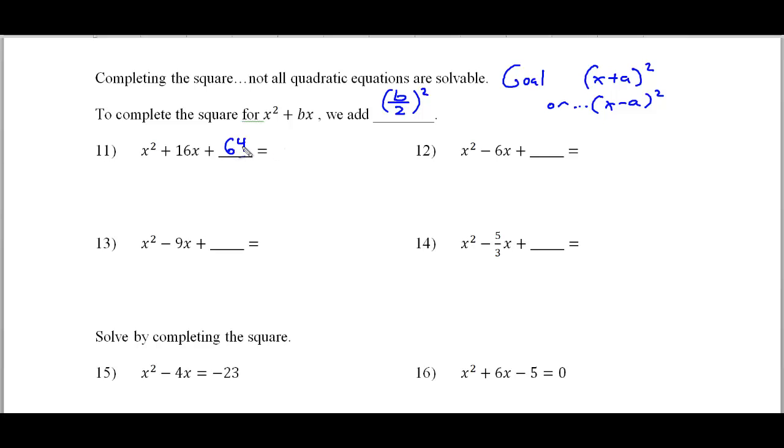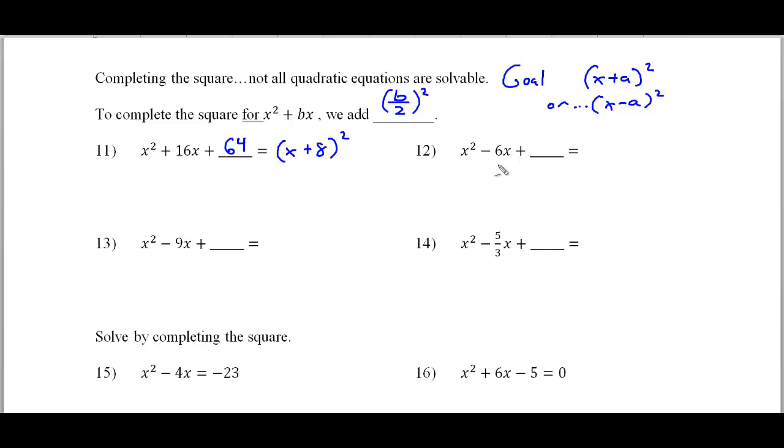Now, two numbers that multiply to make 64 and add to make 16 are 8 and 8, or x plus 8 quantity squared. Because if I FOILed this out, it would give me this trinomial. A couple things to note. Do you note that the 8 is the square root of 64? Moreover, the plus symbol is there because of the second term, not because of the third term. And we'll see that more as we move to this problem.